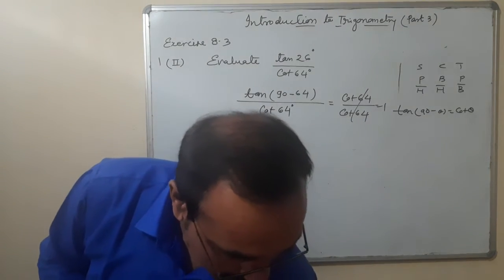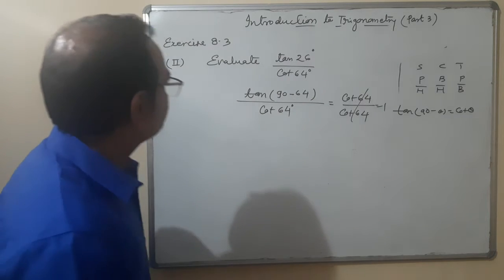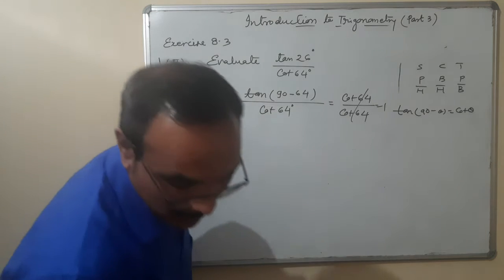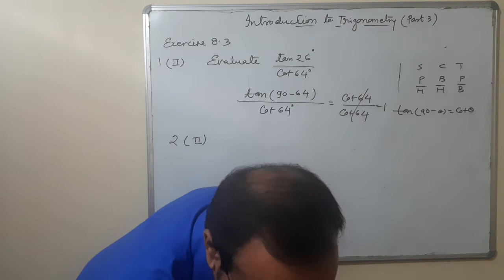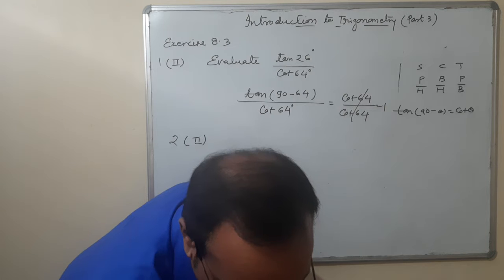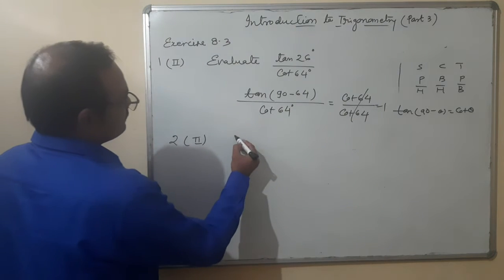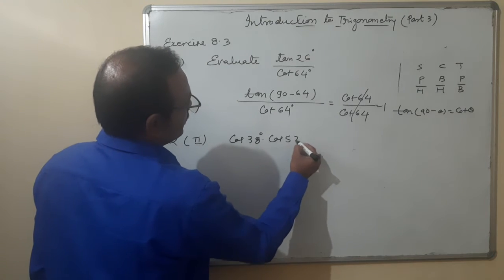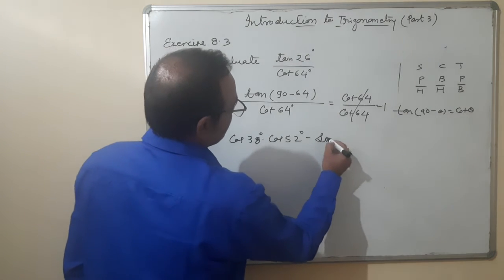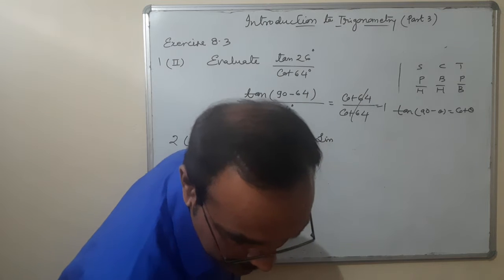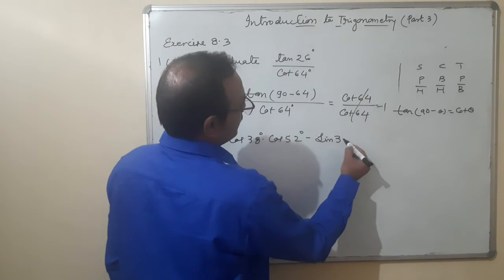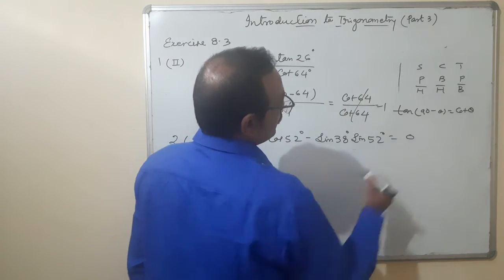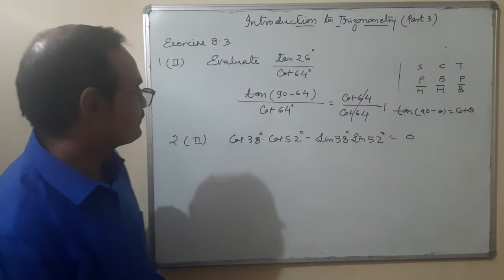One more question I am taking, second question, second part, that is cos 38 degree into cos 52 degree minus sine 38 degree multiplied by sine 52 degree is equal to, we are going to prove that 0.